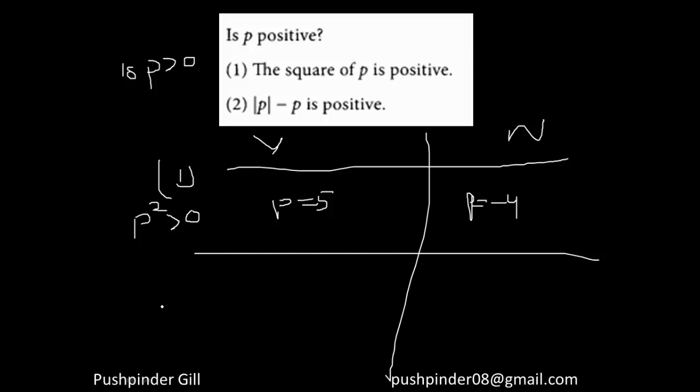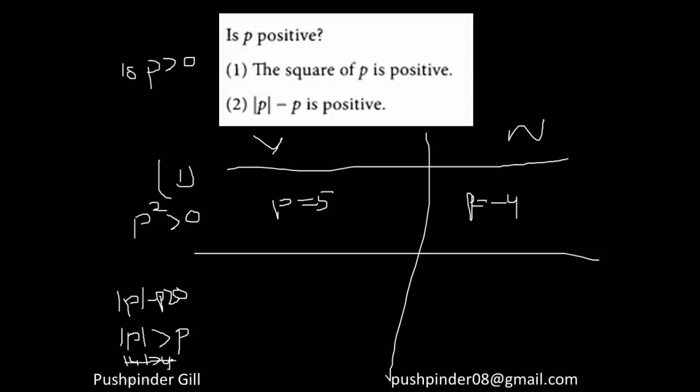Let's check the second statement. The second statement says that modulus of P minus P is positive. So it's greater than 0. So I can say that modulus of P is greater than P. So when is it possible that modulus of P is greater than P? Let me try and put a positive value here. I say 4, modulus of 4. Is modulus of 4 greater than 4? No. So the positive values are not sufficing here.